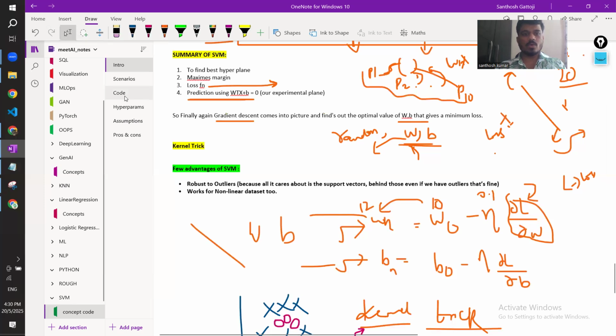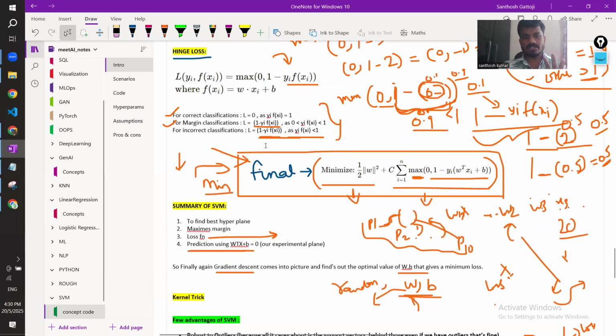So that and the code, these two are pending. But apart from that, the basic concept about SVM is this. One thing you need to remember is hard margin and soft margin. And once you have the loss function, the same story repeats. Nothing much. Any doubts?